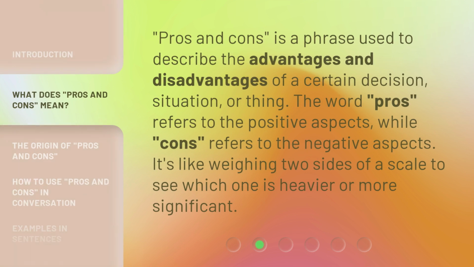Pros and cons is a phrase used to describe the advantages and disadvantages of a certain decision, situation, or thing. The word pros refers to the positive aspects, while cons refers to the negative aspects. It's like weighing two sides of a scale to see which one is heavier or more significant.